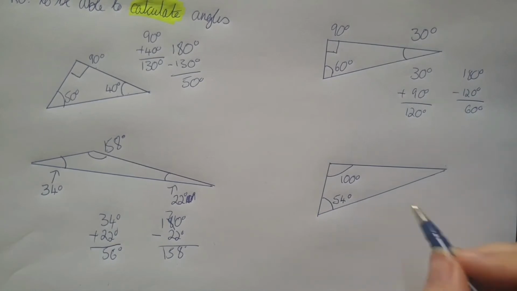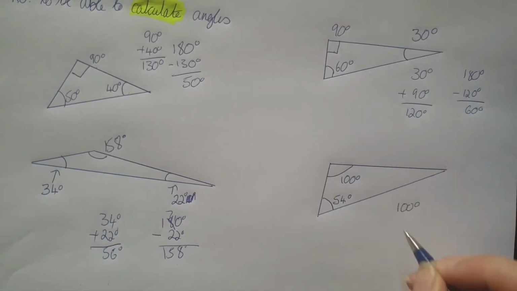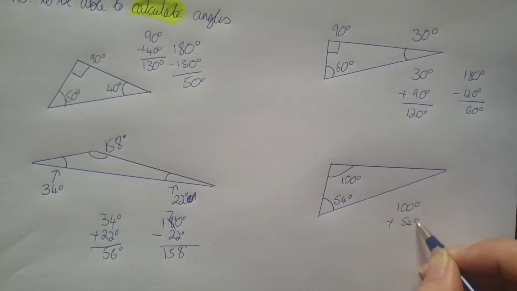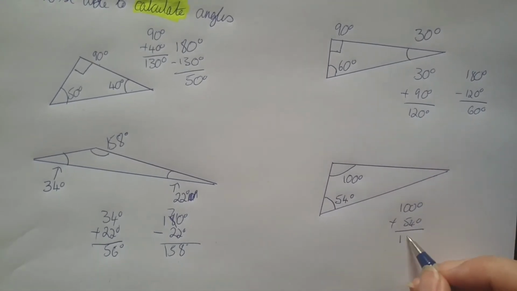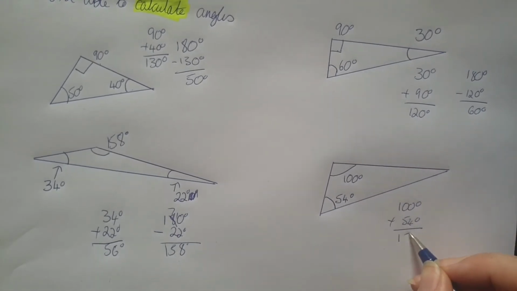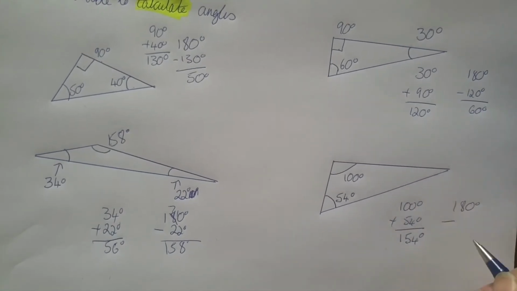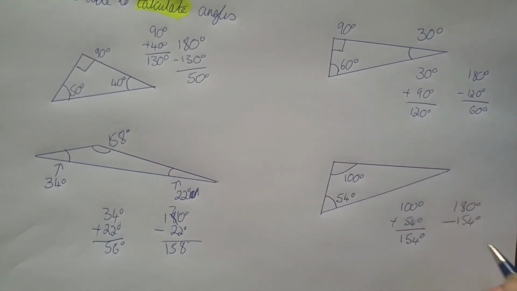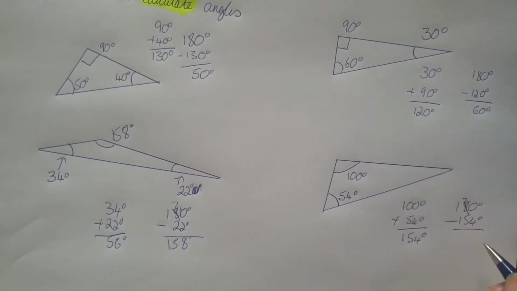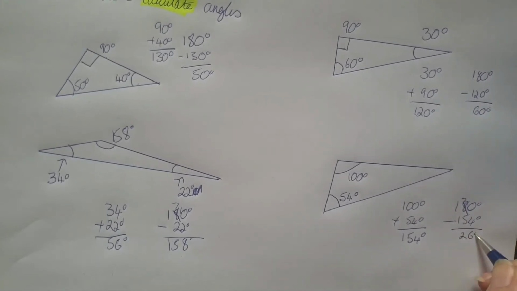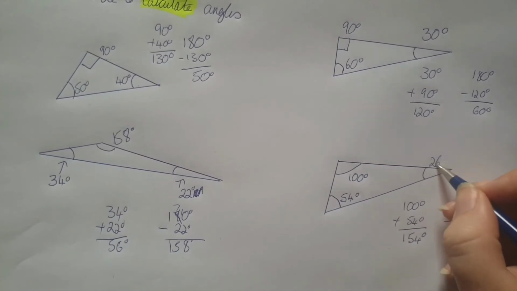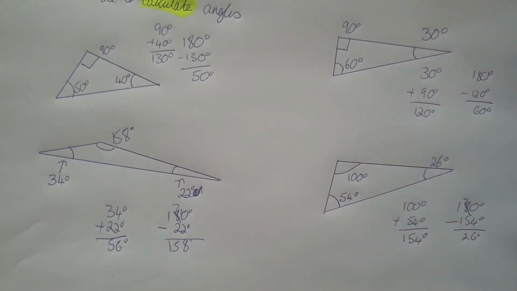Again, same principle, 100 degrees plus 54 degrees, 154, got 180 minus 154, 26 degrees.